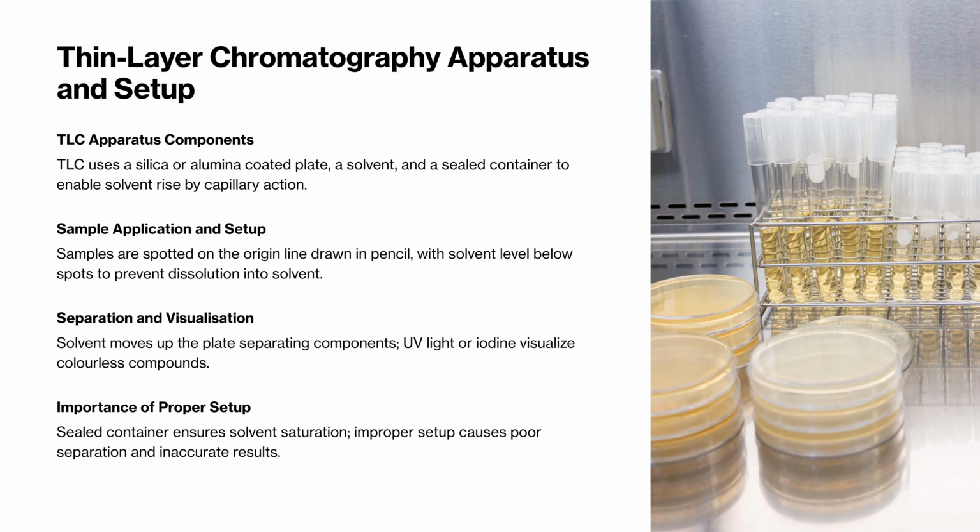A pencil line is drawn near the bottom of the plate to mark the origin, ensuring that it does not dissolve in the solvent. Small, concentrated spots of the sample are applied to this line using a capillary tube. The plate is then placed in the solvent, with the solvent level below the spots to prevent dissolution into the solvent reservoir. As the solvent moves up the plate, components of the mixture separate based on their interactions with the stationary and mobile phases. After development, the solvent front is marked immediately to allow accurate measurement. Many organic compounds are colorless, so visualization techniques such as UV light or iodine are used.